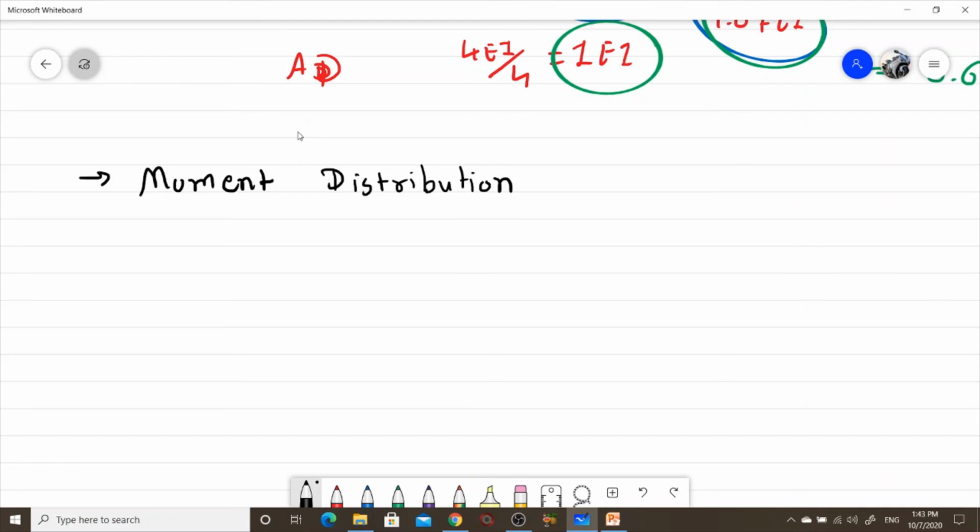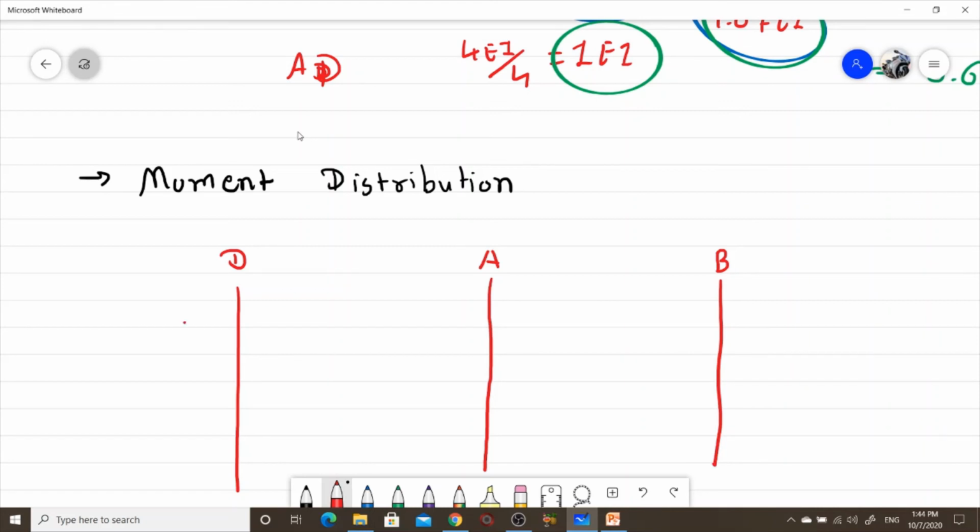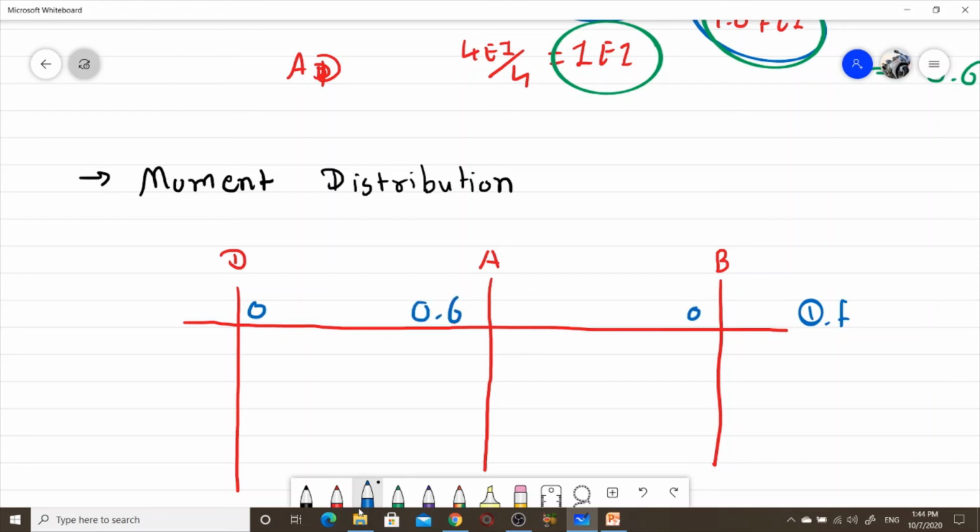Moment distribution, okay. So first is joint D, joint A and joint B. First of all, write down the distribution factor DF. So DF here, D is 0, B is 0. We will not find out here. So here is 0.6 for the AD and 0.4 for the AB. Okay, this we should find out.